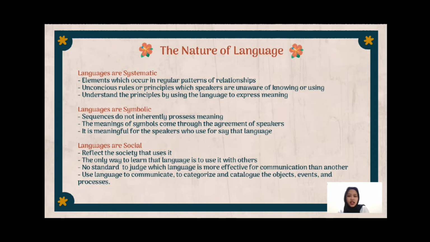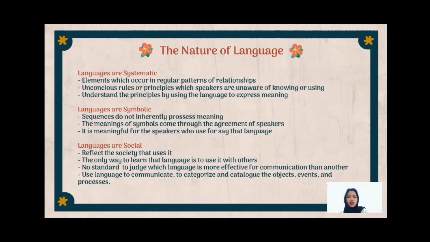The second, language is symbolic. It means that sequences of sound or letters do not inherently possess meaning. The meaning of symbols in a language comes through the agreement of a group of speakers, and it is meaningful for the speaker who uses that language.